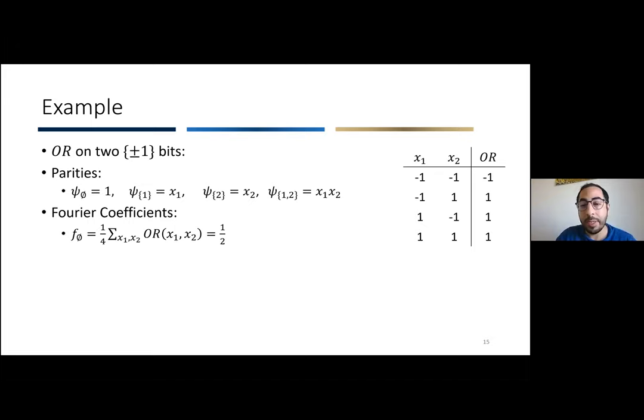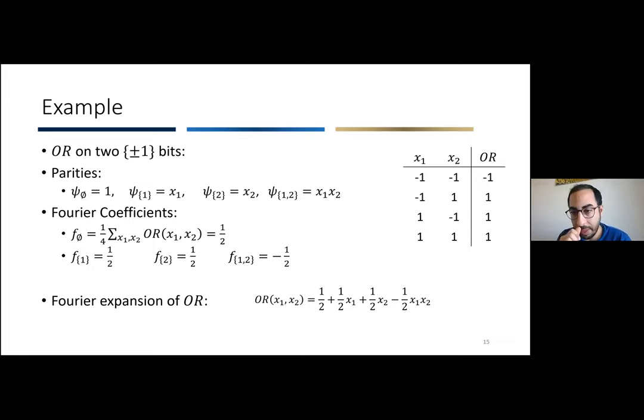For the first Fourier coefficient, we have f-hat of the empty set, which is basically the average of the R function, and it is 1/2. And similarly, we can calculate the other Fourier coefficients. And then we have the Fourier expansion for the R function, which is this polynomial function. You can easily check that the right-hand side gives us the logic table above. For instance, if you put minus one and one, it gives us one. So this is a Fourier expansion for Boolean functions.